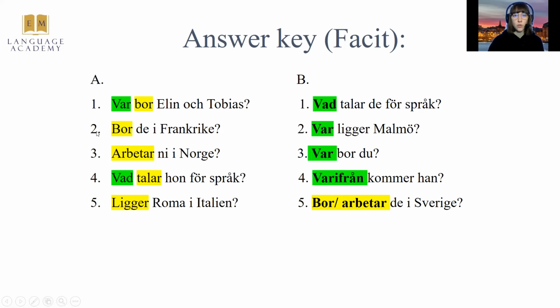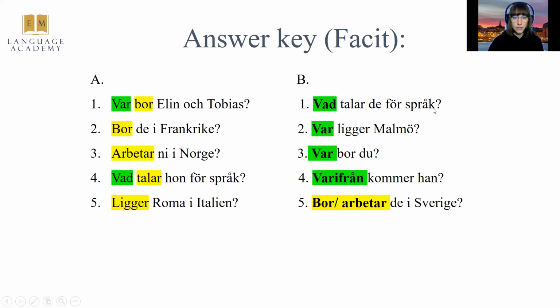Number 3. "Arbetar ni i Norge?" Do you work in Norway? No question words again, just the verb arbetar. Number 4. "Vad talar hon för språk?" What languages does she speak? We have the question word vad and then the verb talar. Number 5. "Ligger Roma i Italien?" Is Roma located in Italy? No question word, just the verb.